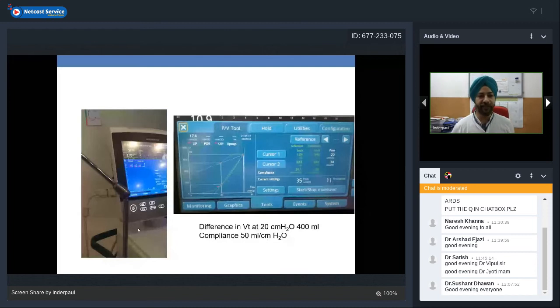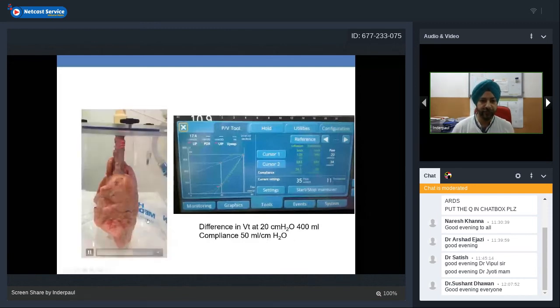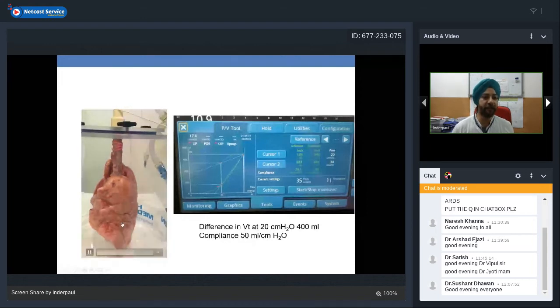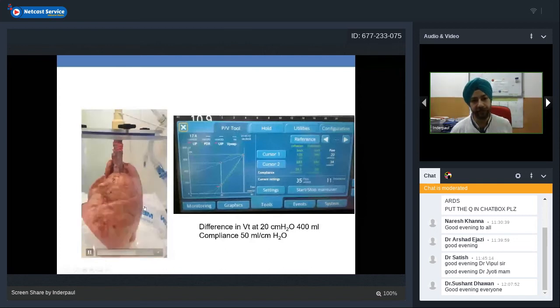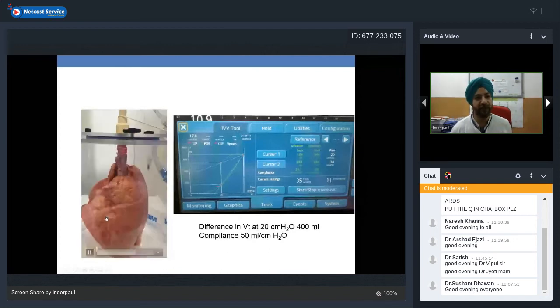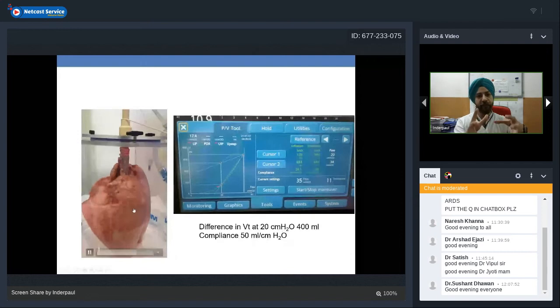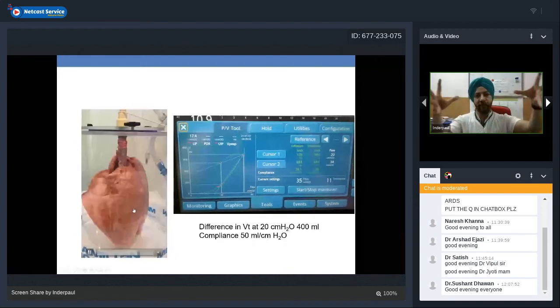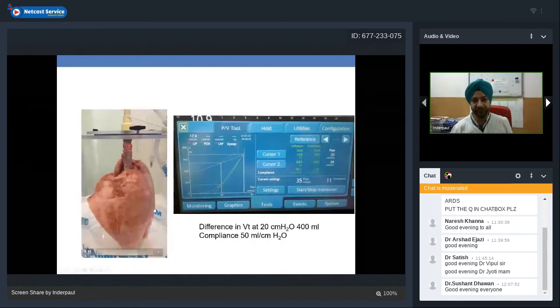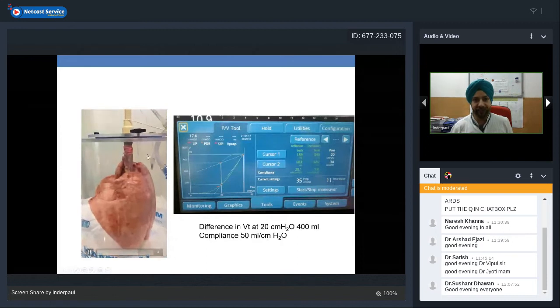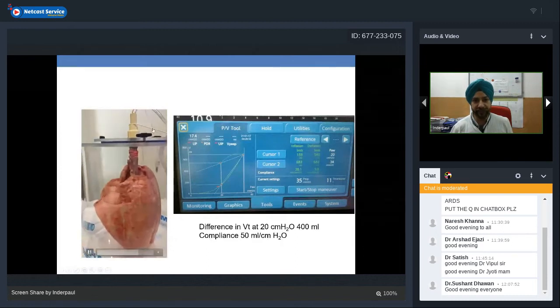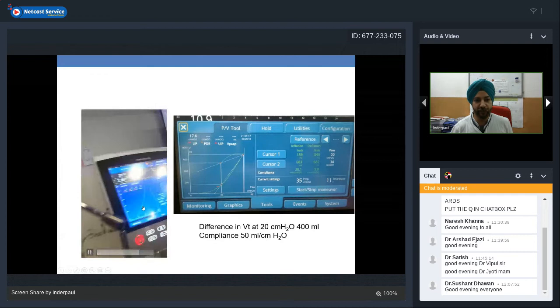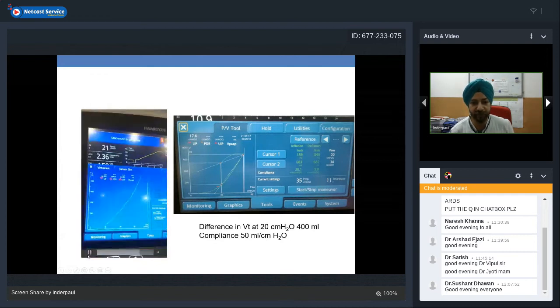So the person has set the recruitment. Now you see how the lungs will open up. So the recruitment maneuver is being given. All the collapsed alveoli in the lung. Can you see that? How the lungs have opened up. So this is what a recruitment maneuver does. It opens up all the collapsed areas. So this is the pleural cavity. This is the pleural catheter, which you can see is hanging there. This is the endotracheal tube, and this is how a recruitment maneuver is done.